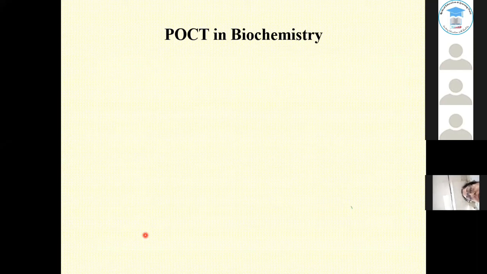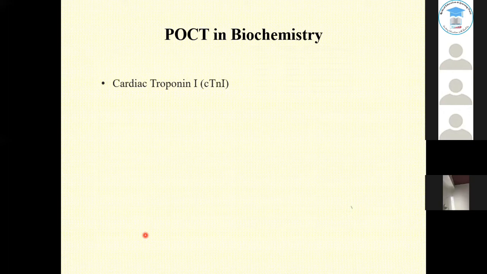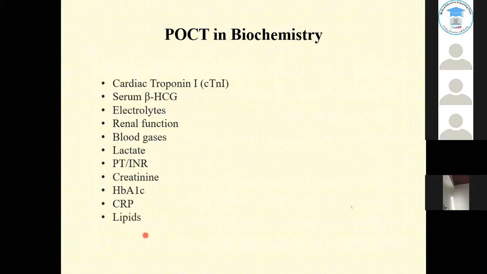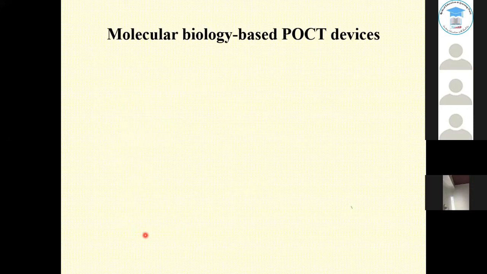So what are the POCs which are most commonly used in biochemistry? Cardiac markers, of course, both for TROP-I and TROP-T, serum beta-HCG, and urine beta-HCG, electrolytes, renal function tests, blood gases, lactate, PT-INR, creatinine, HbA1c, CRP, lipids, urine strip analysis, and of course the most common, glucose.